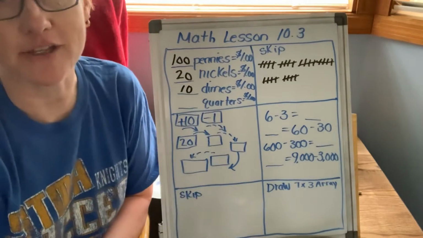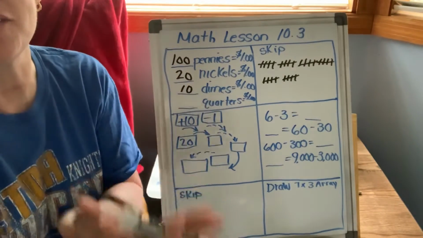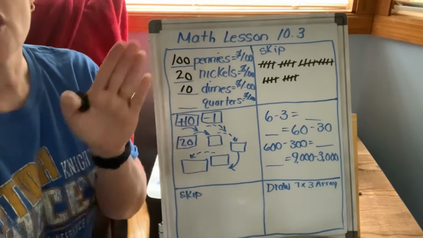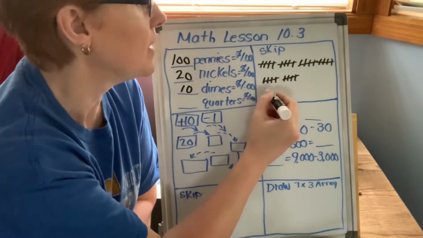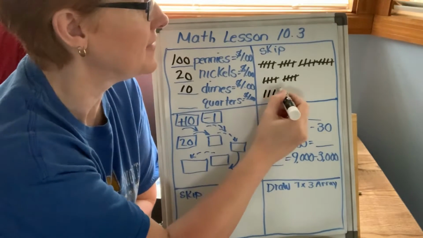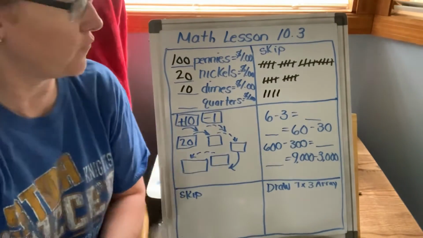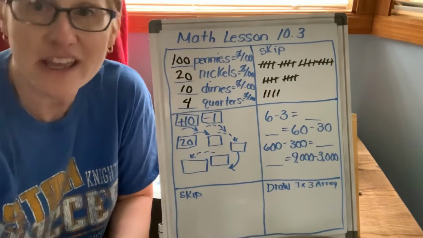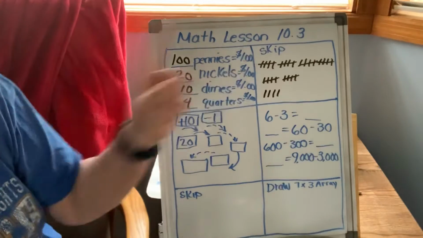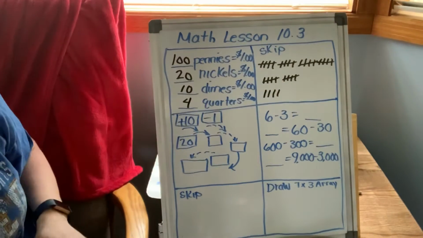Quarters, oh, we've been doing this all year. 25, 50, 75, $1. And we know there are 4 quarters in $1. So now you just have to figure out how many quarters there are in $3. Okay? All right, skipping number 2, we're headed to number 3.